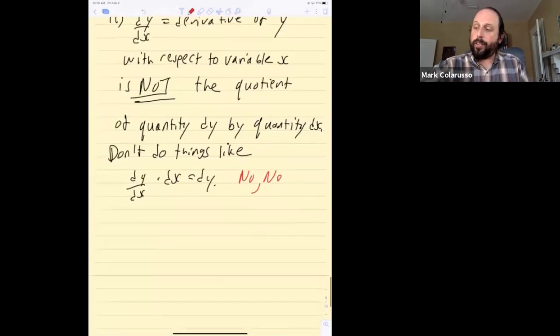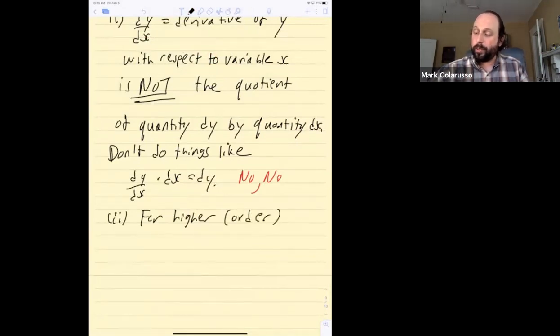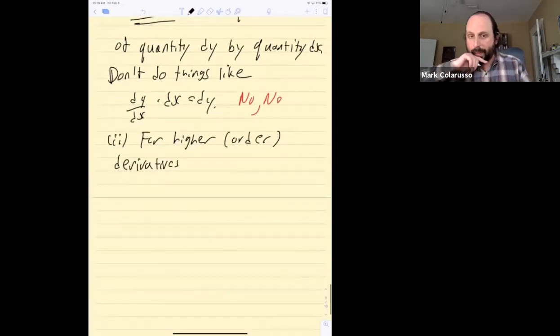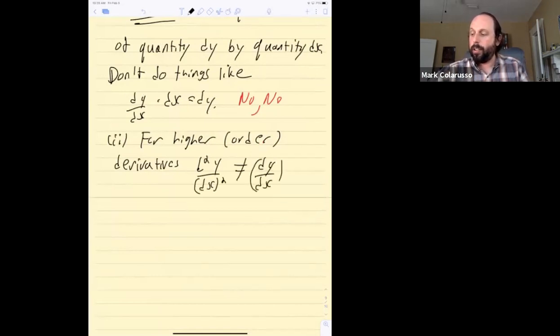Okay, the other thing, and this is an issue with the higher derivatives. Sometimes people call these higher order derivatives. So you have d squared y dx squared. This is not equal to, don't think of this as dy dx squared. And this is very confusing as a student. It was kind of confusing for me when I first saw this, why this notation has squares in it when it's not really what we think is a square.